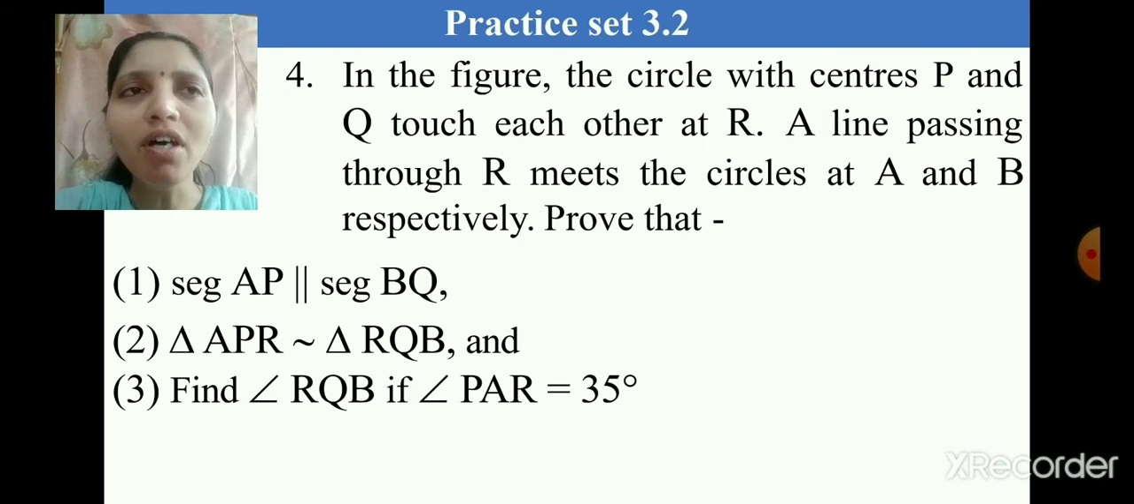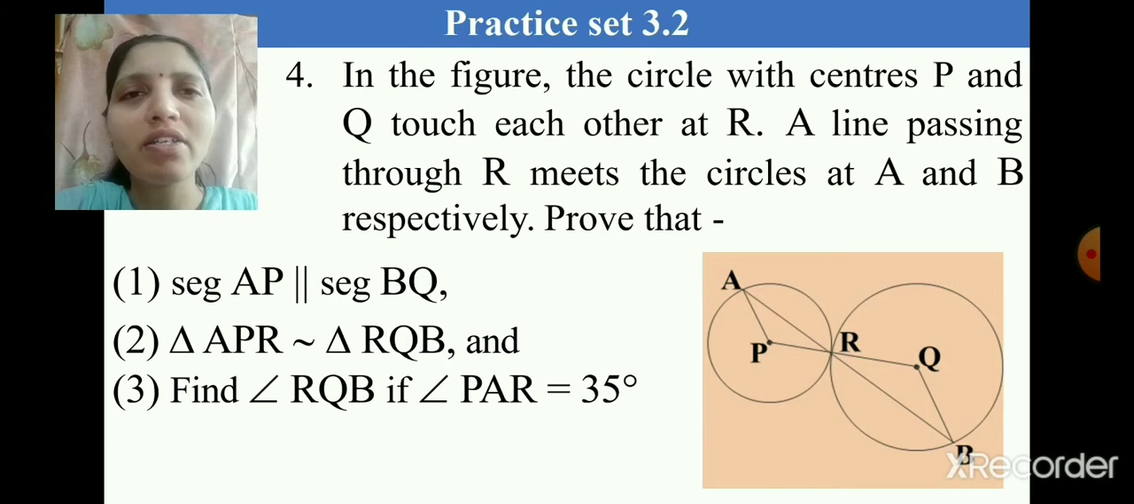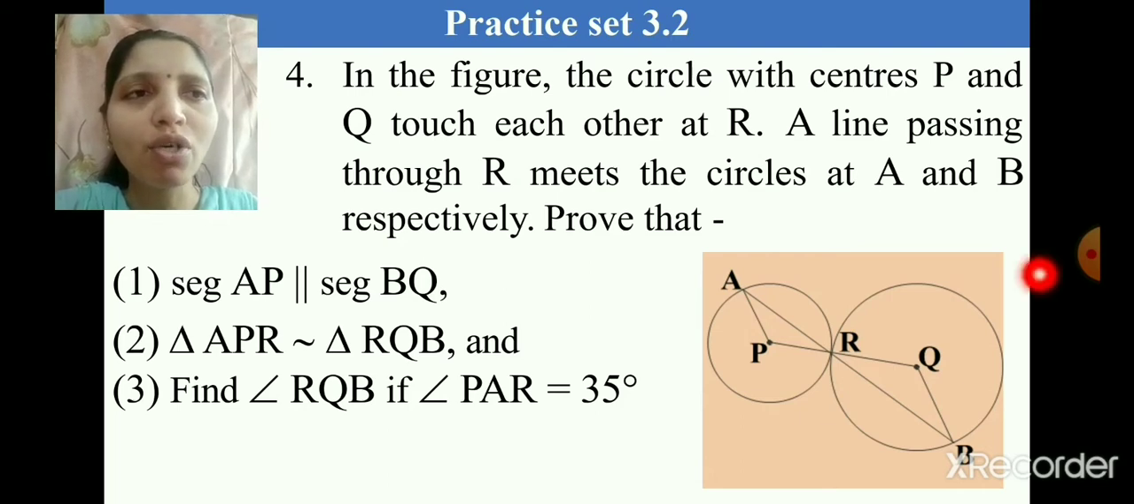In the figure, the circles with centers P and Q touch each other at R. A line passing through R meets the circles at A and B respectively. Prove that: first, segment AP is parallel to segment BQ; second, triangle APR is similar to triangle RQB; and third, find angle RQB if angle PAR is equal to 35 degrees. So these are the 3 sub questions we have to solve in this question. The figure is also given here.